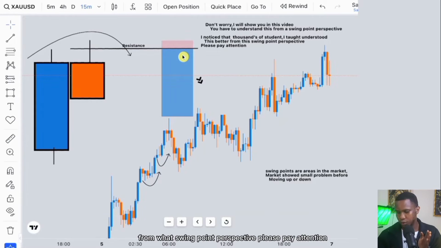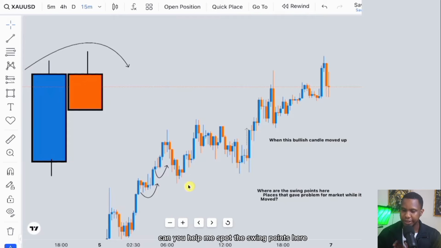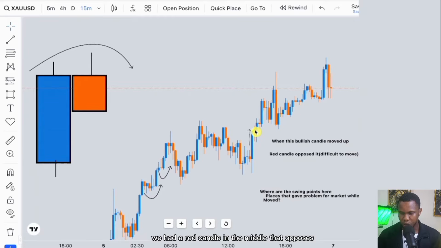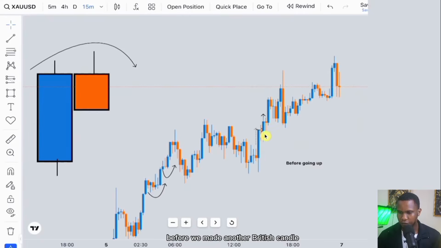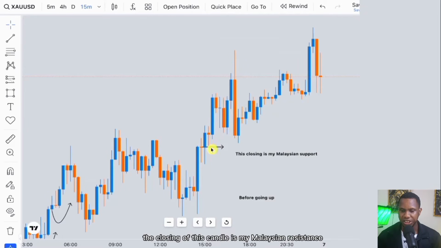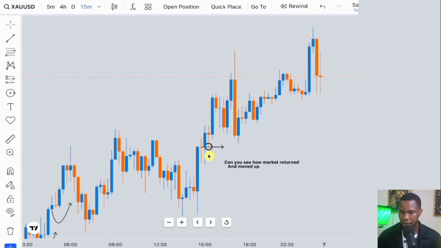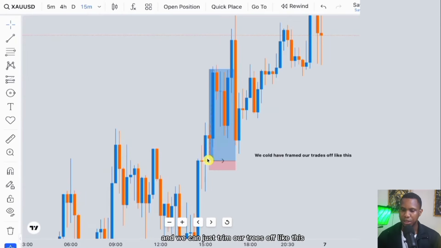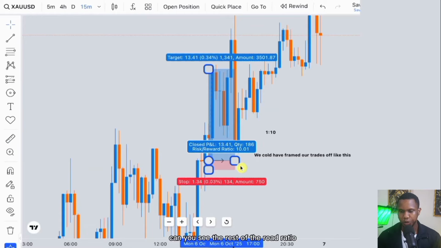Please pay attention. Can you help me spot the swing points here? Areas where we had issues before going to the upside or downside. Can you see when this bullish candle moved up, we had a red candle in the middle that was opposite before we made another bullish candle. The closing of this candle is my Malaysian resistance. And you see how the market returned back to this exact point, and we can just frame our trades off like this. Can you see the risk to reward ratio?